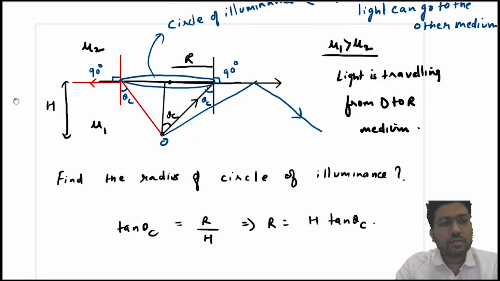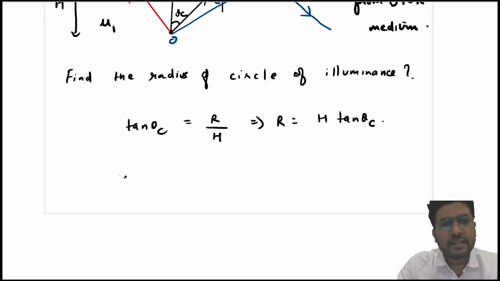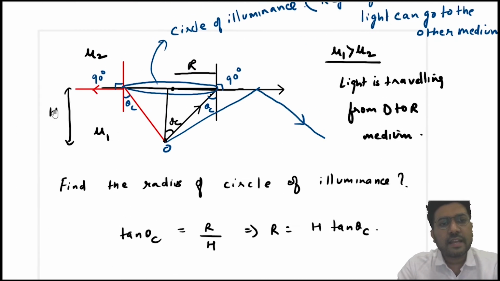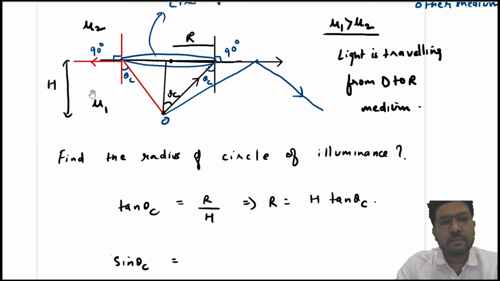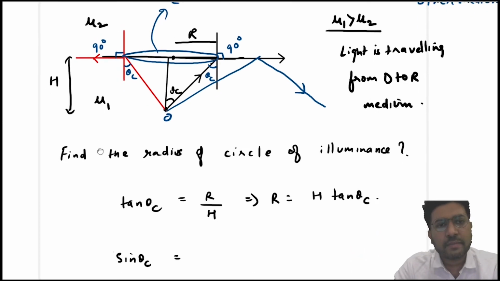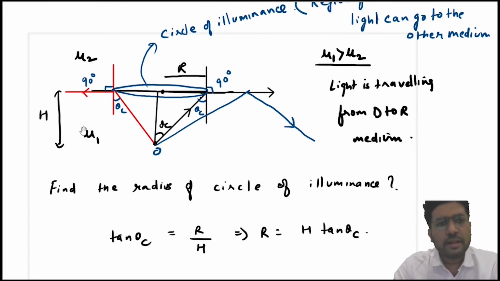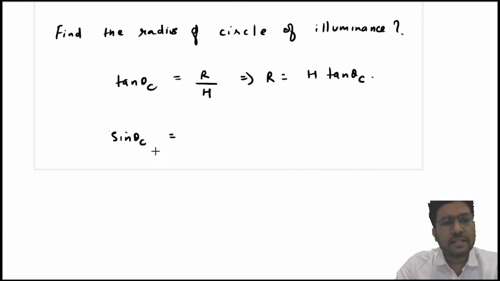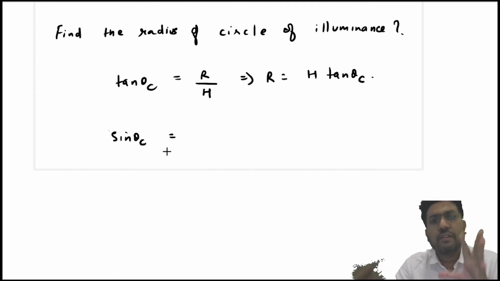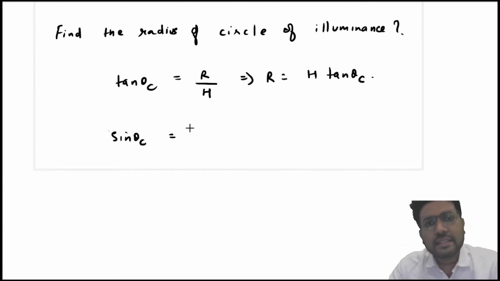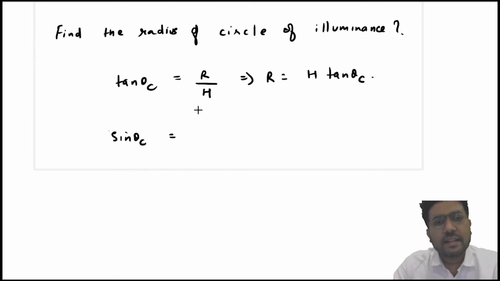Also, you know that sin theta c, that is the critical angle, is mu rarer by mu denser. Now mu rarer this time is mu2 and mu denser is mu1, because light is traveling from denser to rarer medium. Only in that case TIR can take place. So I have told you the simple formula of critical angle. Sin theta c is mu rarer by mu denser, that is mu2 by mu1. So this is the value of sin theta c.